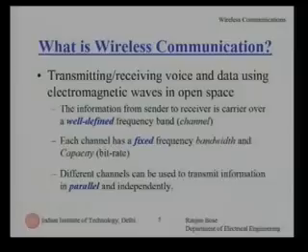We will soon see that the data traffic is not only giving tough competition to voice traffic, but also exceeding the voice traffic. The information from the sender to the receiver is usually carried over a well defined frequency band. We will soon see this frequency band, also known as the bandwidth allocated for wireless communication, is one of the most prized commodities and is usually auctioned.